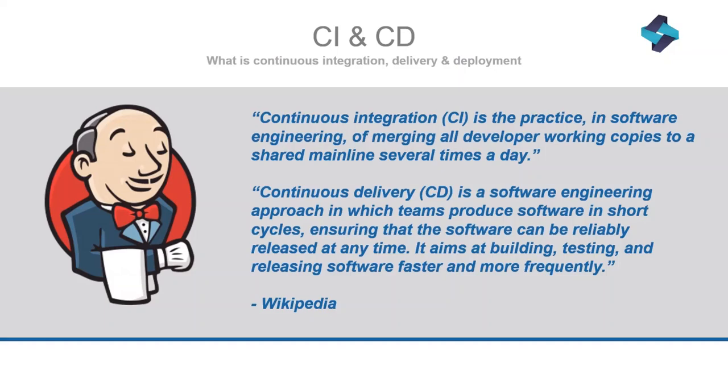To paraphrase, Wikipedia defines continuous integration, CI, as the practice in software engineering of merging all developer working copies to a shared mainline several times a day. And continuous delivery as a software engineering approach in which teams produce software in short cycles, ensuring that software can be reliably released at any time. It aims at building, testing, and releasing software faster and more frequently.